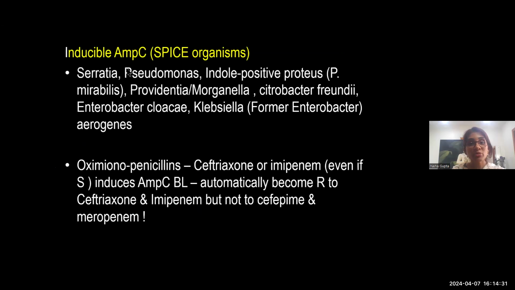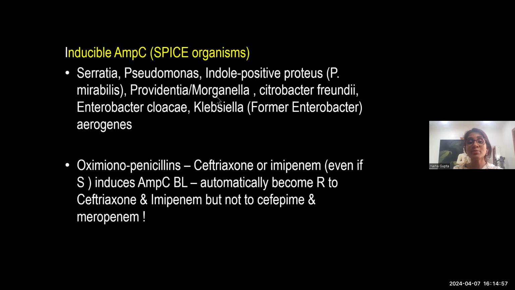A word about the inducible AmpC. There are certain organisms known as the SPICE organisms, which include Serratia, Pseudomonas, indole-positive Proteus, which includes Proteus vulgaris, Citrobacter, as well as Enterobacter cloacae and Klebsiella aerogenes. These are the SPICE organisms. They are AmpC beta-lactamase producers. What is the clinical implication?